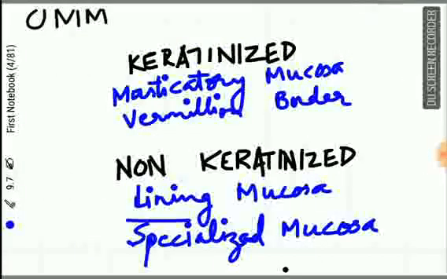Now all the terminology required to understand today's topic is explained in the first part of oral mucous membrane. So I advise you all to first watch part 1 and then watch this video. Assuming that you have all watched the earlier video, let's start with today's topic, the non-keratinized mucosa. The non-keratinized mucosa is comprised of the lining mucosa and the specialized mucosa.